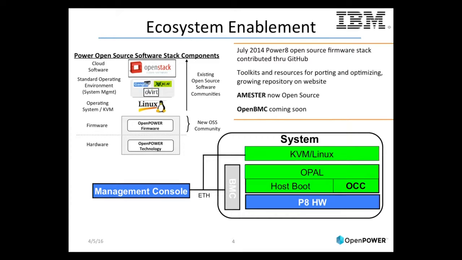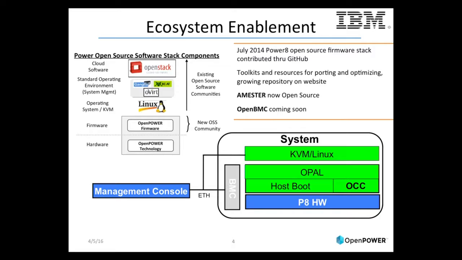Let's talk about this ecosystem. This is the open source ecosystem that's been enabled. Here we have all of this has been open sourced. We're going after the firmware down here and the hardware. We're going to open source that. Everything in green here has been done. So Opal is that OpenPOWER abstraction layer. That's been open source. There's the host boot code. That's our BIOS that loads and gets your system initialized. And then newly is this on-chip controller.